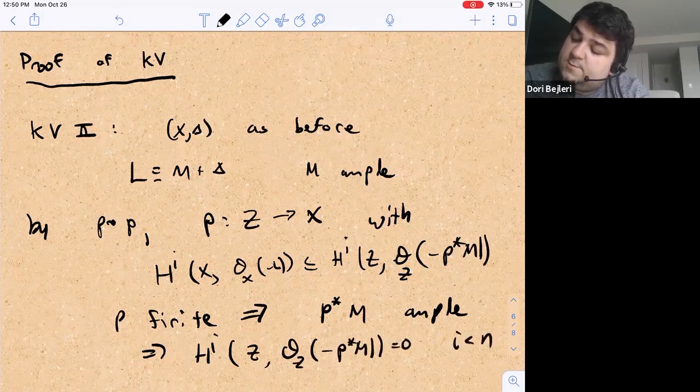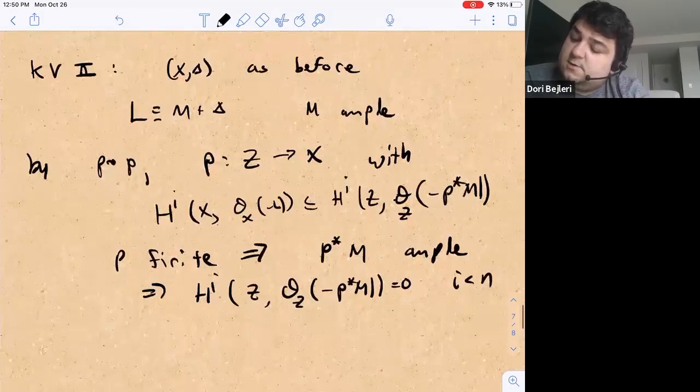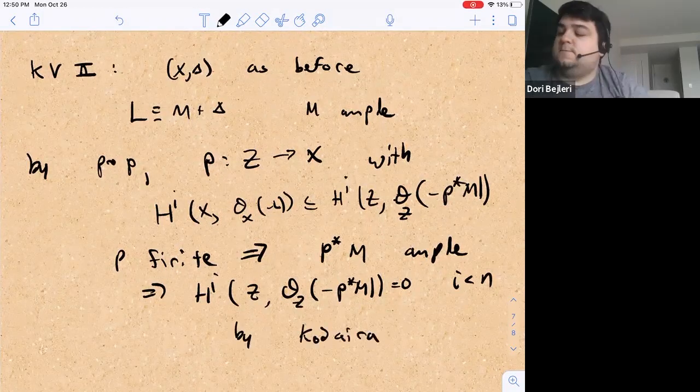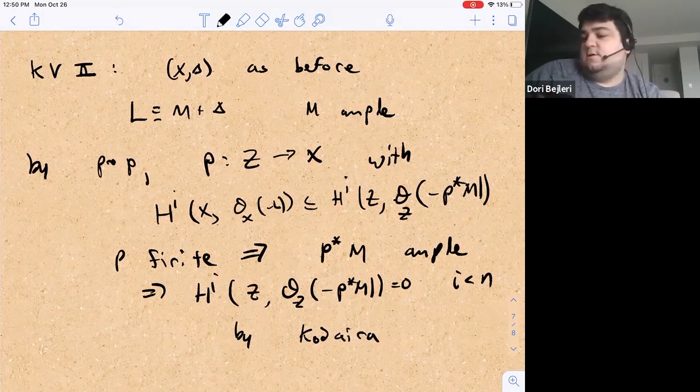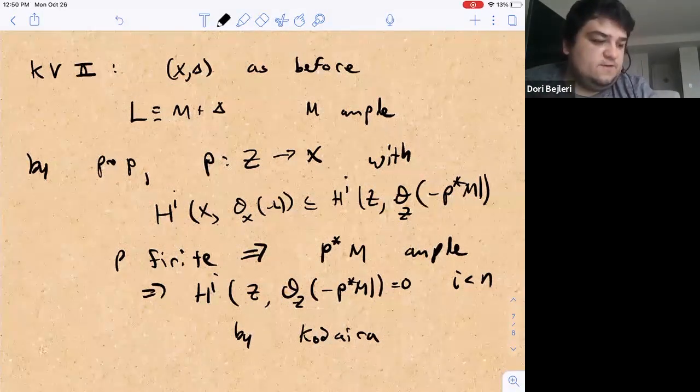For i less than the dimension, by Kodaira vanishing. Okay, so that was just a straight up application of our proposition. Okay, so now we have log Kodaira vanishing, or KV2.